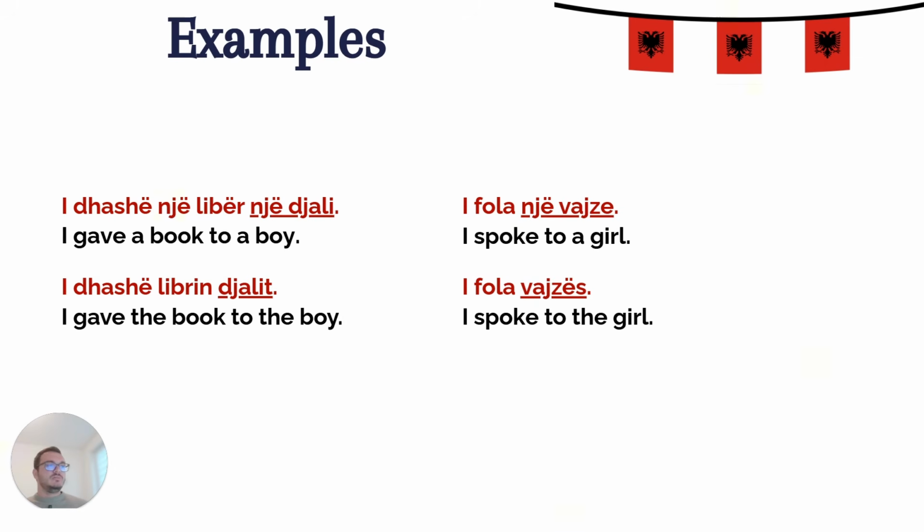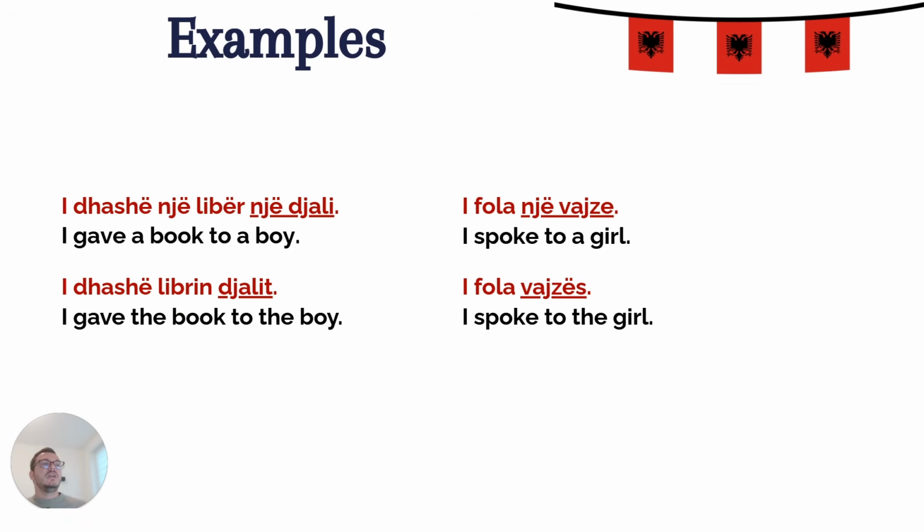I dhash një liber një djali. To form a better sentence, I had to use another word rather than the word një liber. It was taking too long. So I dhash një liber një djali. I gave a book to a boy.